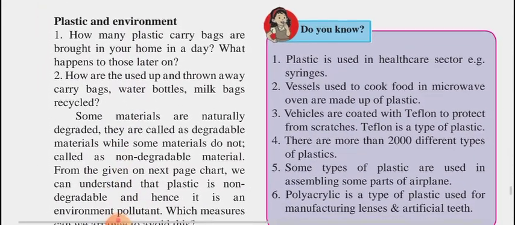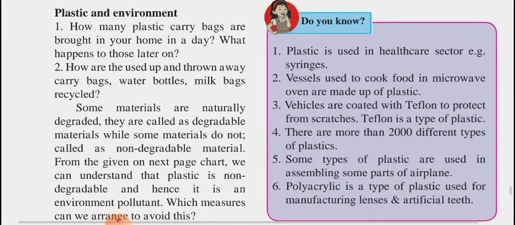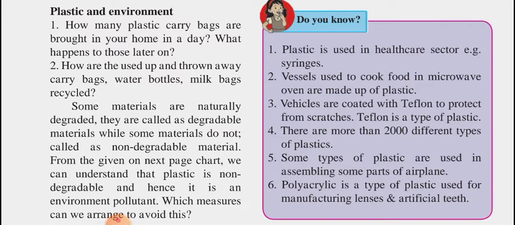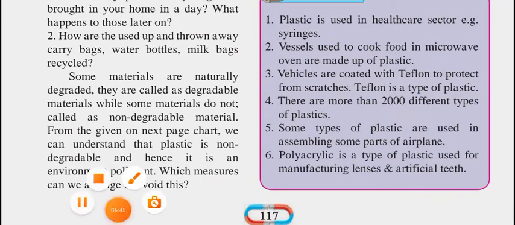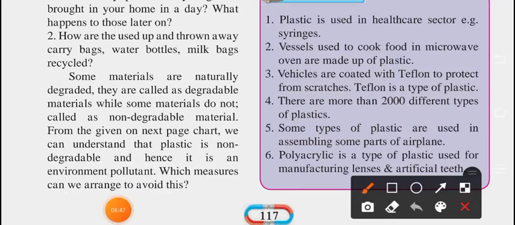Now, is there any effect of environment because of plastic? Obviously, yes. Plastic cannot decompose, so it stays in our soil for a number of years. Because of that, soil erosion also comes about, and pollution also increases due to the same. Some materials are naturally degraded; they are called degradable materials, while some materials do not degrade. Such materials are called non-degradable materials.